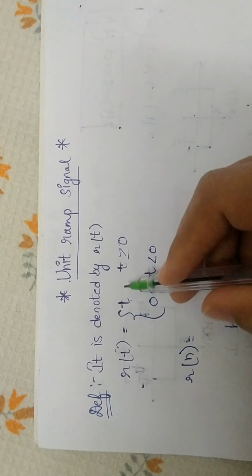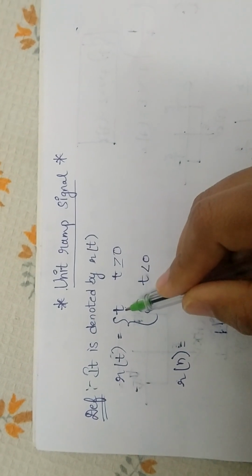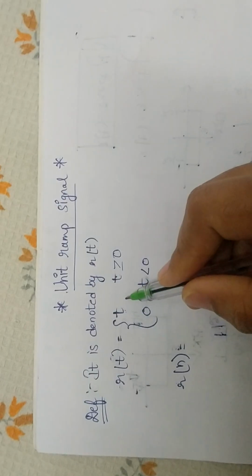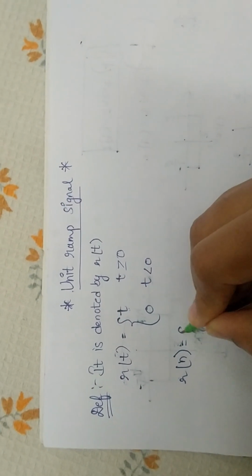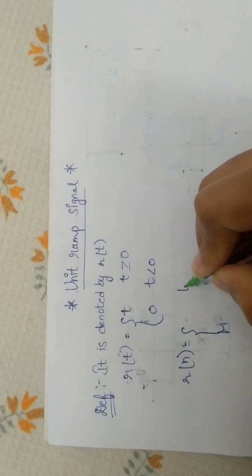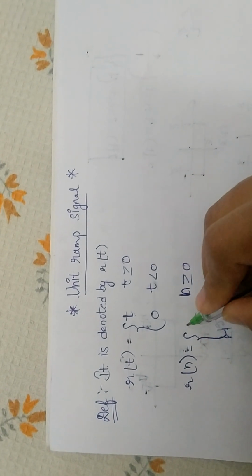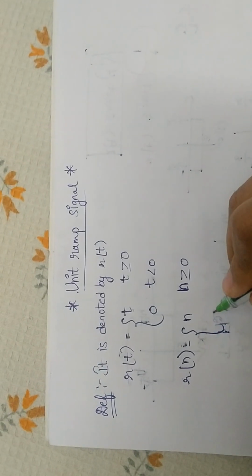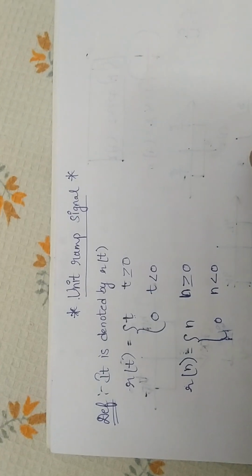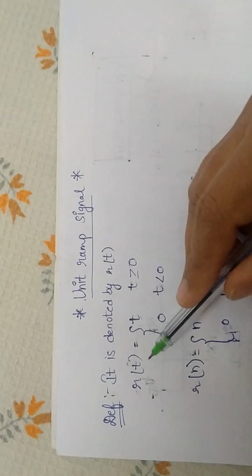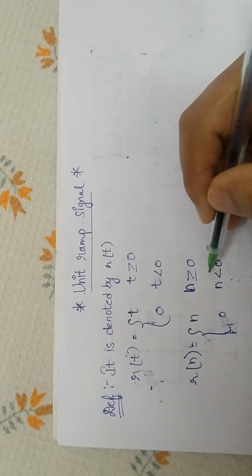As I said, the alphabets are changed, that is, the replacement of t with n. Then what is the n value here? R of n is equal to n for n greater than or equal to 0, and 0 for n less than 0. This is the continuous unit ramp signal and this is the discrete unit ramp signal.